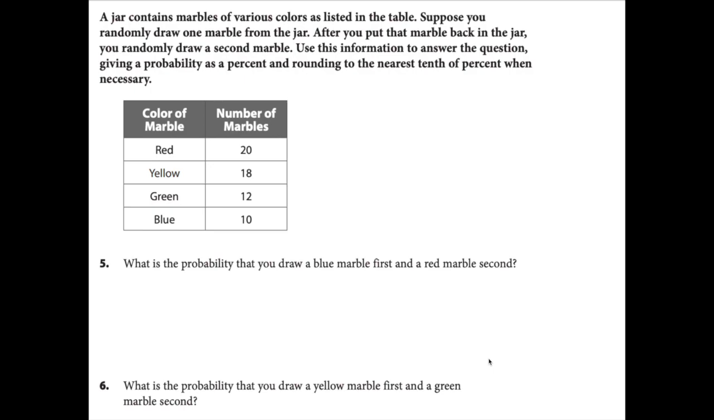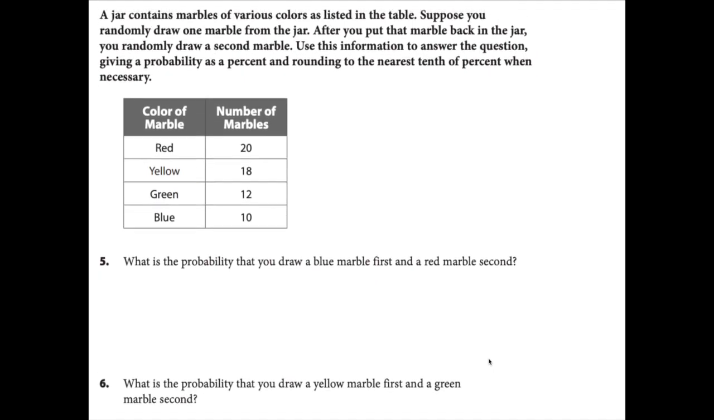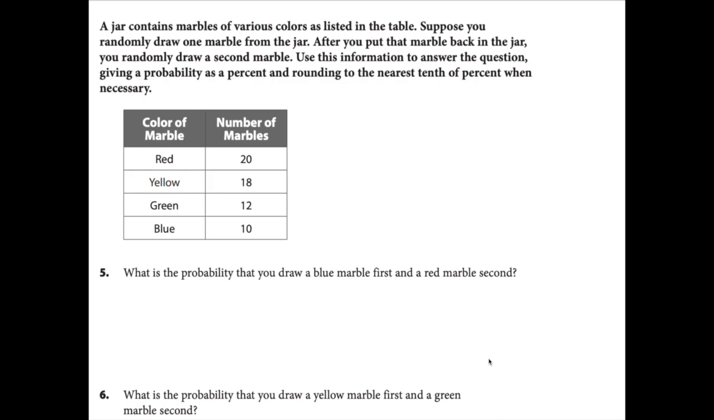Alrighty, folks, so here's a little example of independent events. A jar contains marbles of various colors as listed in the table here. I've calculated the marbles quantity ahead of time. I know there are 60 total marbles. Suppose I cover my eyes and I put my hand in and randomly draw one marble from the jar. I make a note of it, and then I put the marble back into the jar. This concept is called replacement. Remember, this is called with replacement.